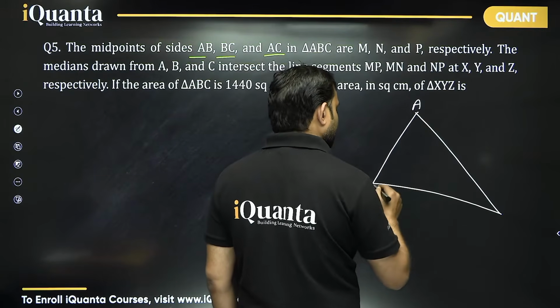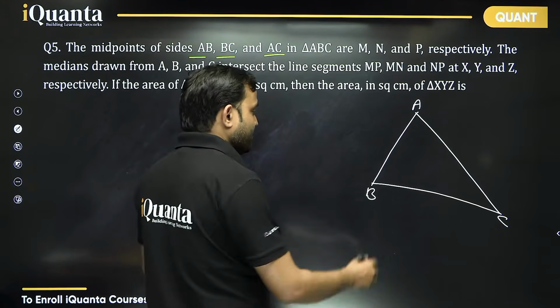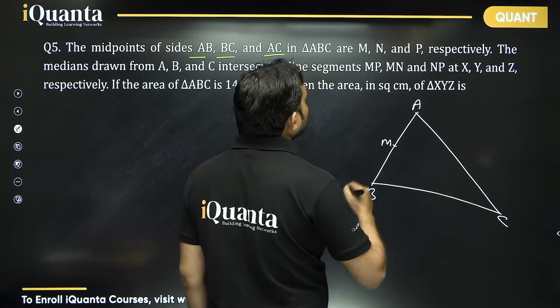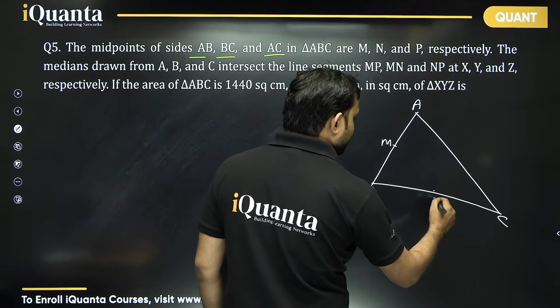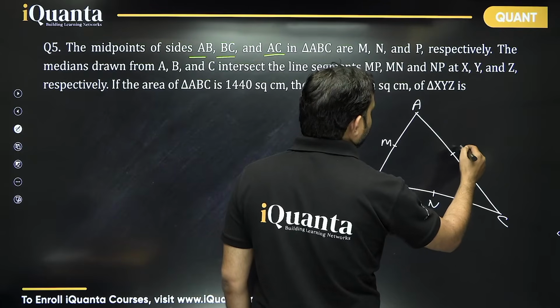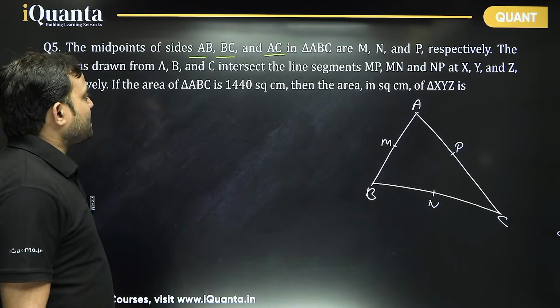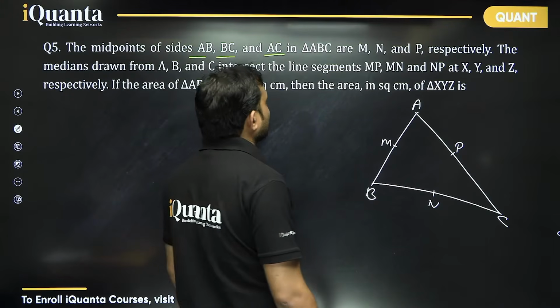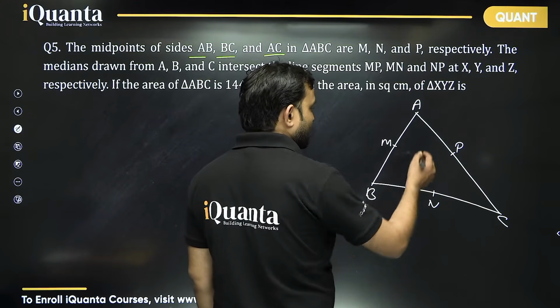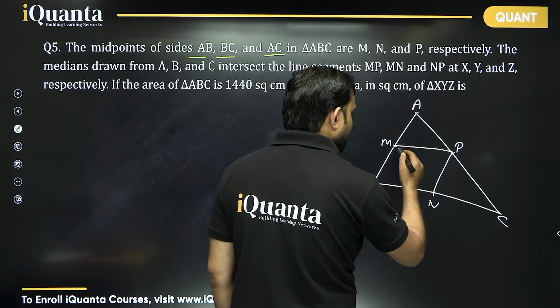So A, B and C. For AB, the midpoint is M. For BC, the midpoint is N. And for AC, the midpoint is P. Right? The medians drawn from A, B and C intersect the line segments MP. Okay, so this is MP, M and P.